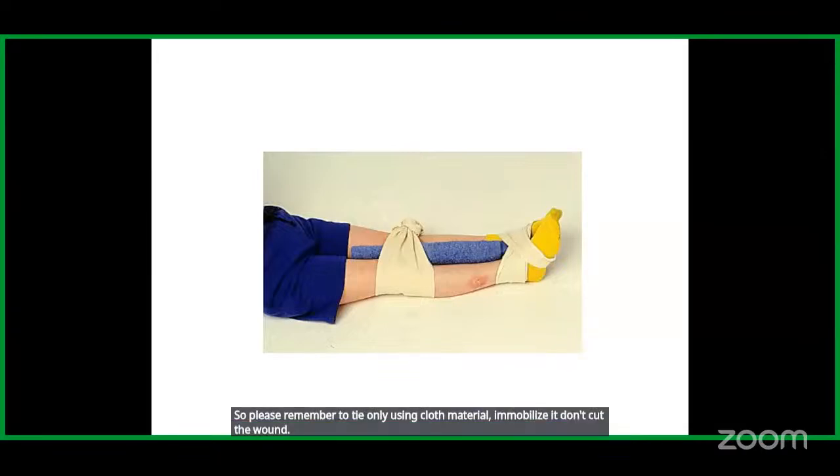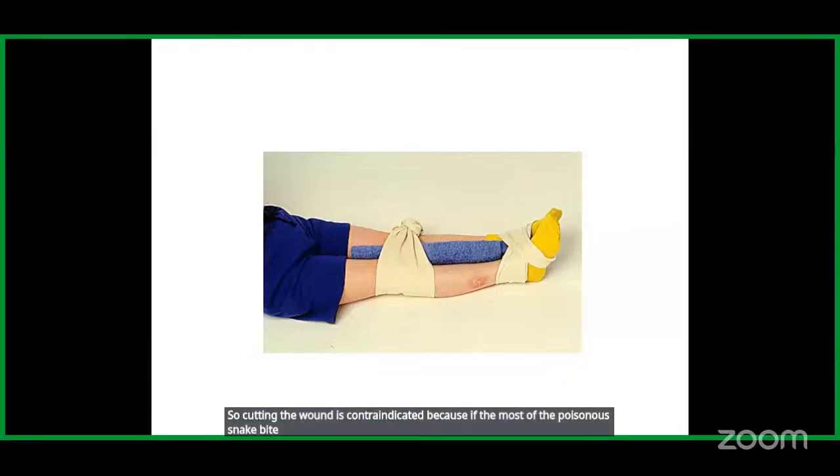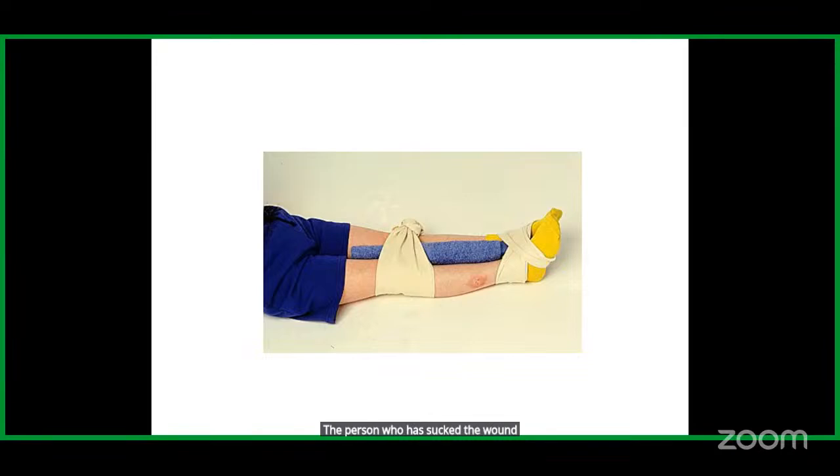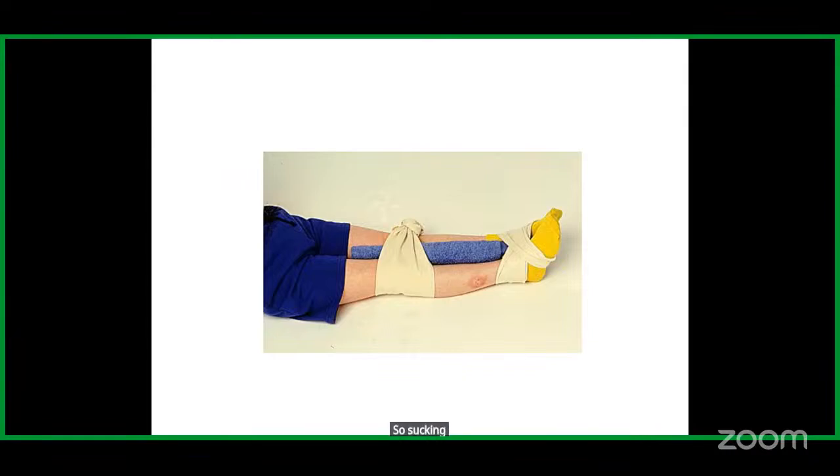Cutting the wound is contraindicated because most poisonous snake bites have a hemostatic property which stops the blood from oozing out. You cannot remove the poison completely by cutting the wound. It is not at all possible. Then sucking the wound also is not advised. It's contraindicated again. The person who sucks the wound, due to the lymphatic supply below the tongue, can be harmed also. So sucking the wound and cutting the wound are not advised.